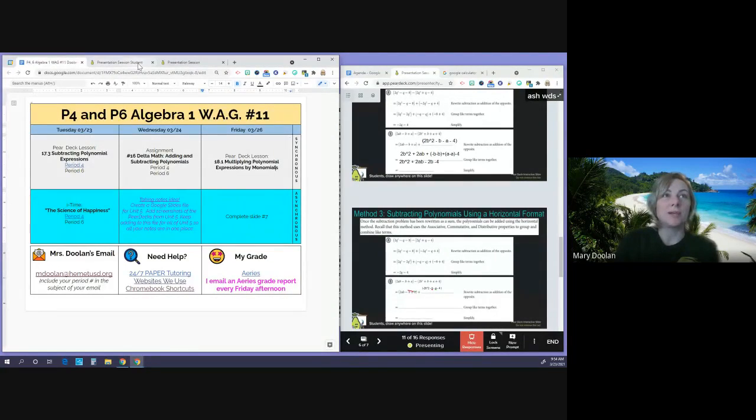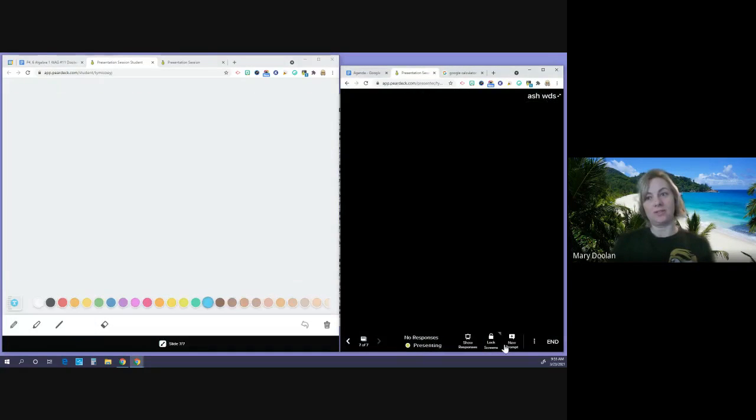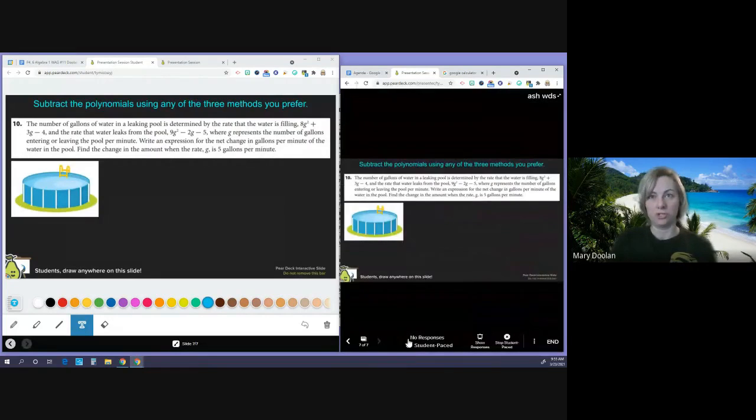All right, so we have one more slide. I am going to move you guys forward, and then I'll leave it in student pace so you can go back. So at this point right now, it is on student pace, but I did kind of force you to go to the slide we're on. So subtract the polynomials using any of the 3 methods you prefer.